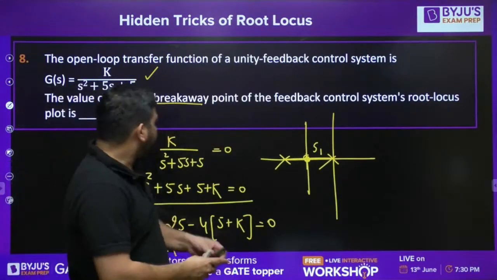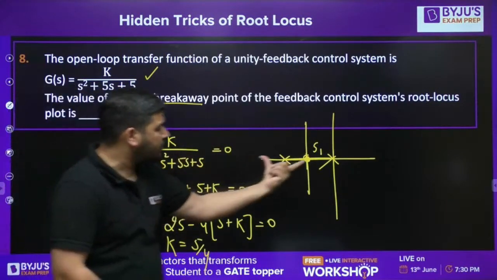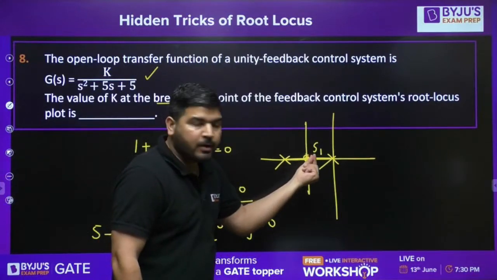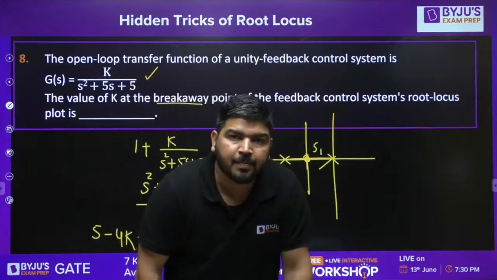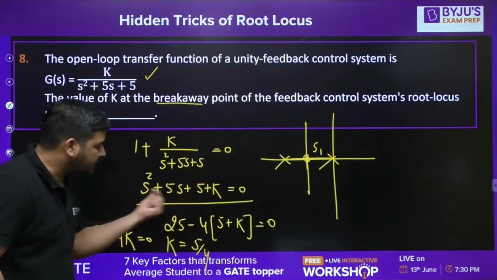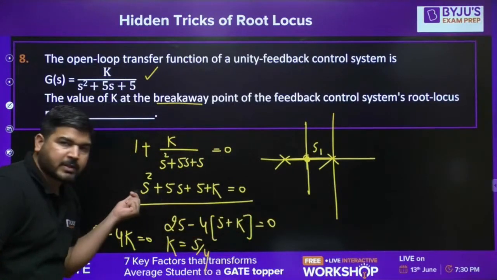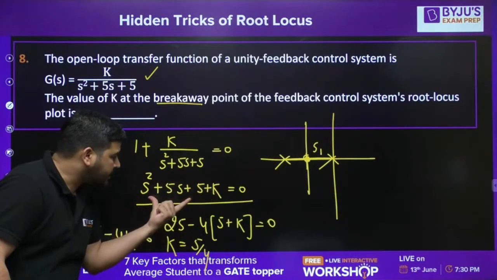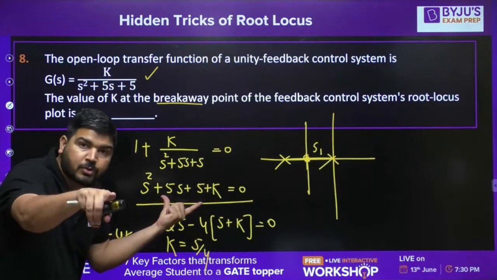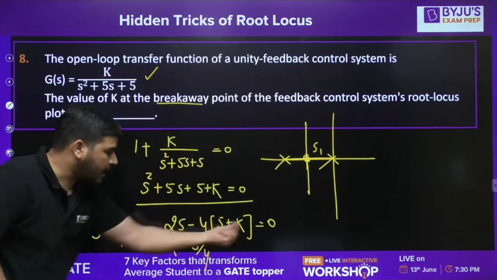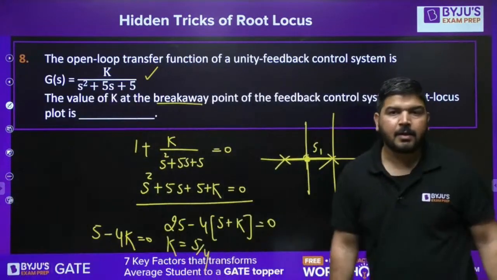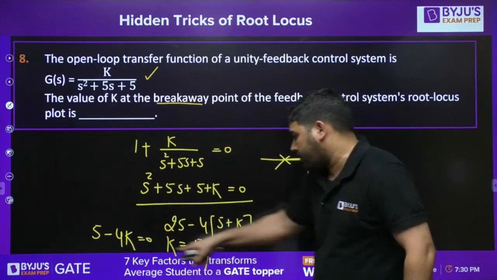But what you can do is, we have only two roots, you can see that. We know that at the breakaway point, the two roots must be the same. So first write the characteristic equation. It's a second order equation. For what value of K does this second order equation have the same roots? Both the roots have to be the same. So I have applied the discriminant method, B square minus 4AC equal to 0, and calculated the K value.